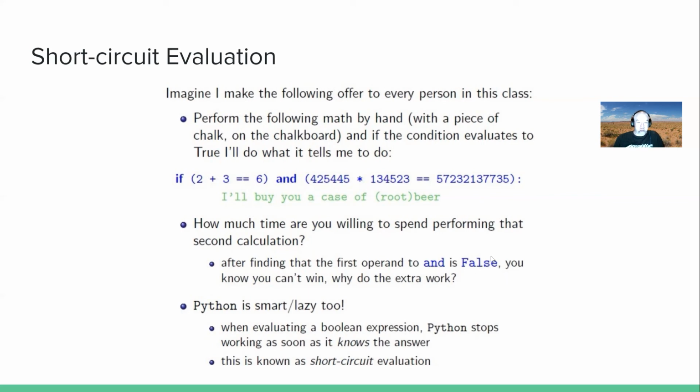Yeah, so Python is also smart lazy, like us. When it evaluates a Boolean expression, Python basically stops working as soon as it knows the answer, right? So in this case, it would read this, like, oh, this is false, done, moving on to the next thing. And that is basically what's known as short circuit evaluation.